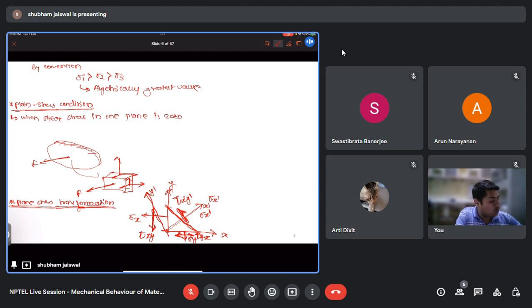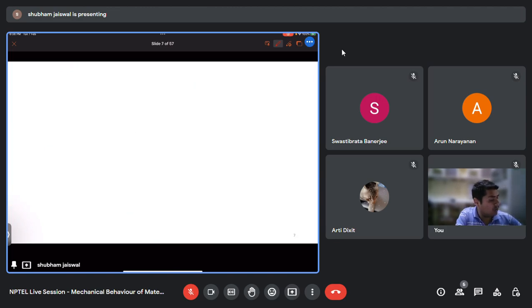Okay, so to solve this type of problem, we derived some equations, and finally we got sigma x prime equal to (sigma x plus sigma y) by 2 plus (sigma x minus sigma y) by 2 cos 2 theta plus tau xy sin 2 theta. This is for sigma x prime.